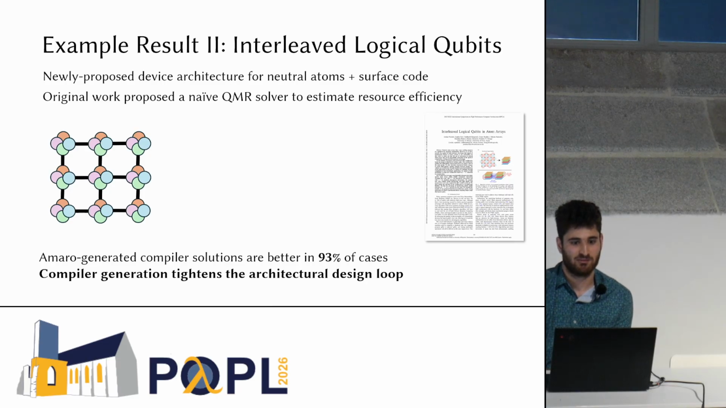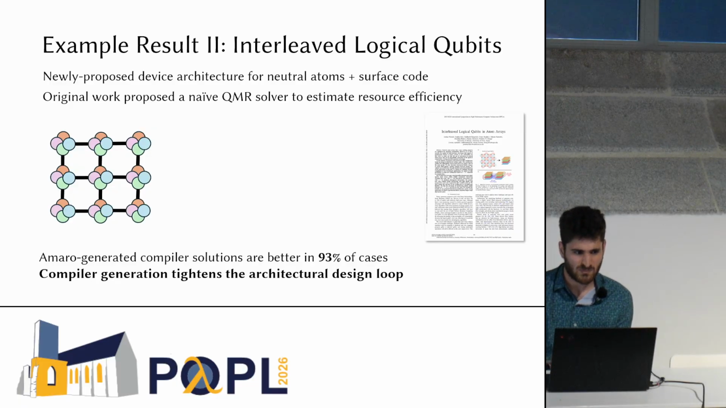So now if we move on to an example of a newer proposed architecture that hasn't actually been implemented yet, we can see slightly different results. Here we're comparing against a sort of naive compiler that was proposed in order to evaluate this new architecture for combining neutral atoms' 3D space properties with the surface code quantum error correcting code. And what we find is that our compiler is able to generate better solutions in 93% of cases.